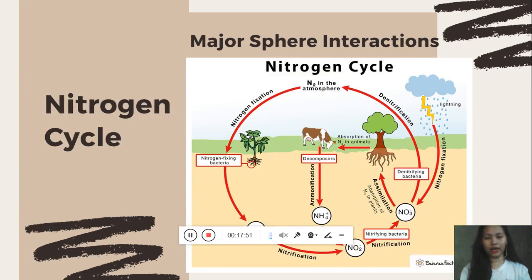Next we have the major sphere interaction in the nitrogen cycle. The nitrogen cycle is the biogeochemical cycle by which nitrogen is converted into multiple chemical forms as it circulates among the atmosphere, the geosphere, and marine ecosystems in the hydrosphere. The conversion of nitrogen can be carried out through both biological and physical processes.